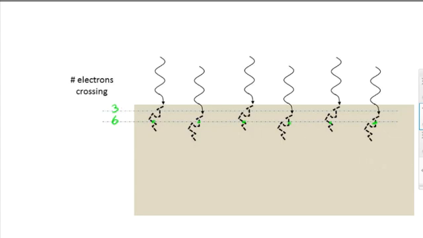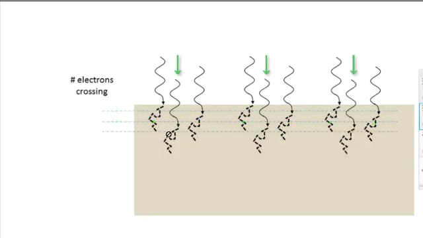Now let's go to the next layer. And again, I'm going to draw more photons coming in, 3 more. Okay, right there. And now let's count the electrons going across. For the purposes here, I'm going to assume that this electron doesn't cross this plane.